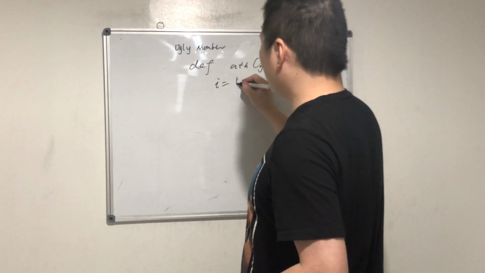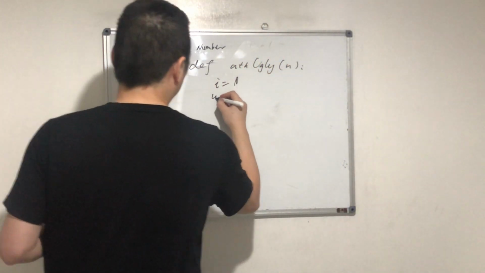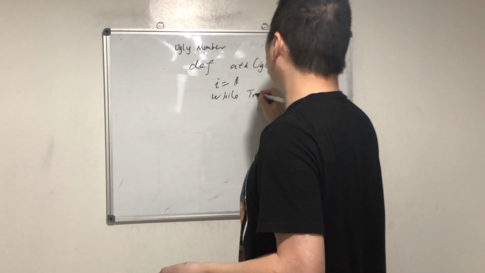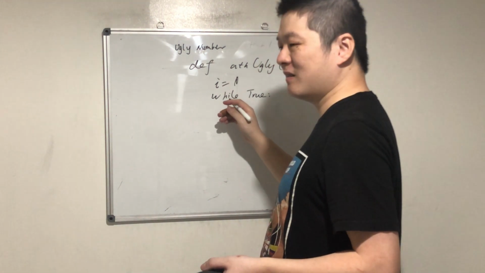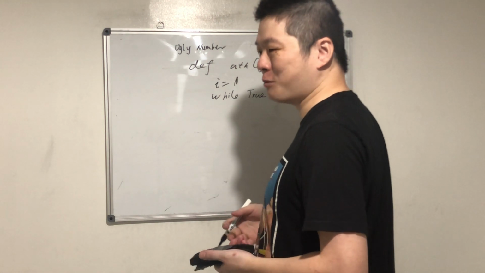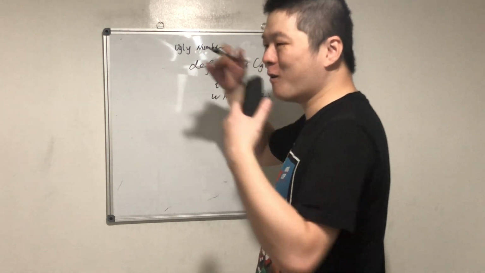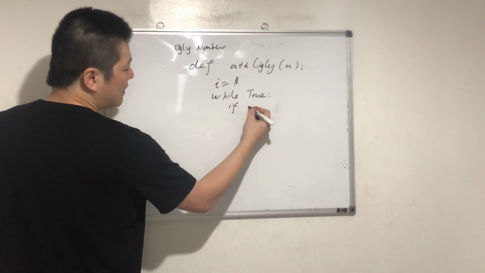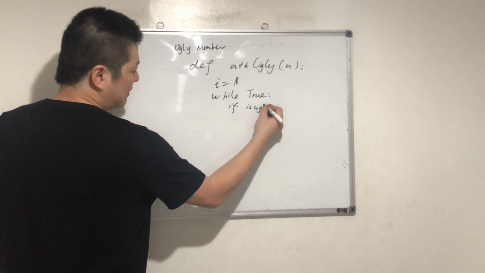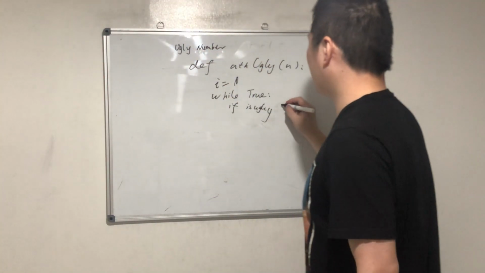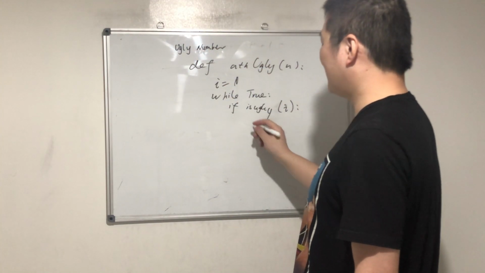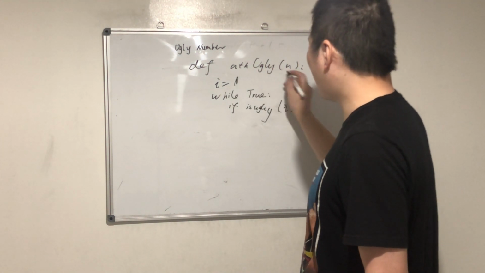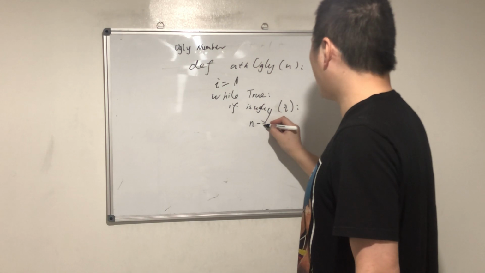Let's say the first number i starts from 1. Then we write while true. What does while true mean? It means the loop runs always, but we will break out of it. Look now: if i is ugly, then I need to do n minus equals 1.